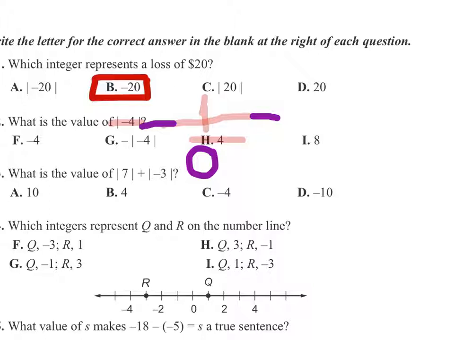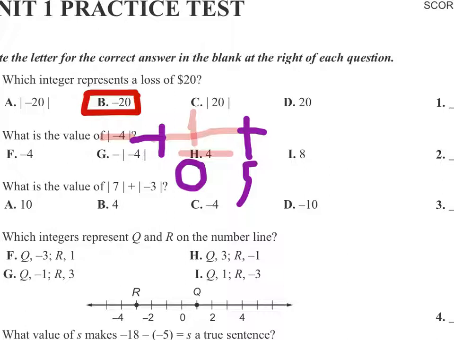And then there would be 1 right here, and here, 5, and then you would have 1, 2, 3. Right here, so -4 would be right here, and you would go over 4, which would be 4 away from 0, so the answer is H.